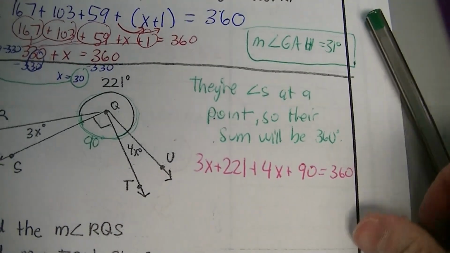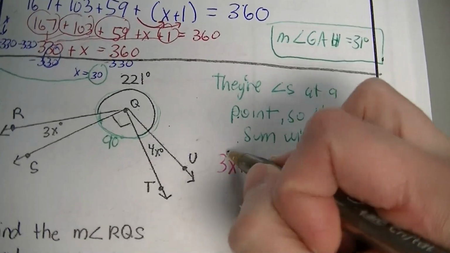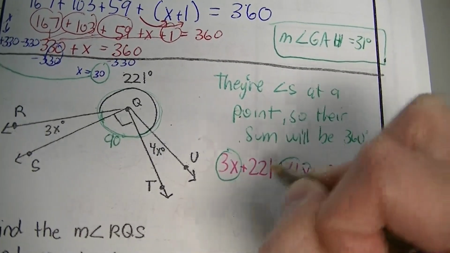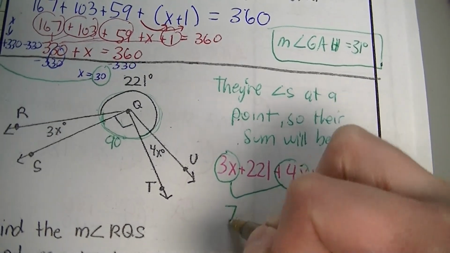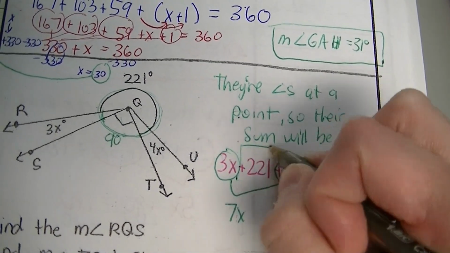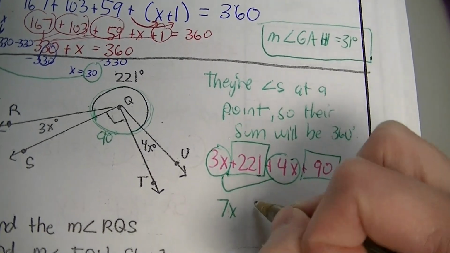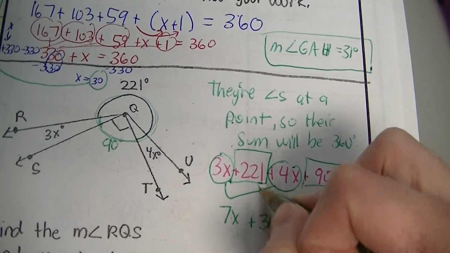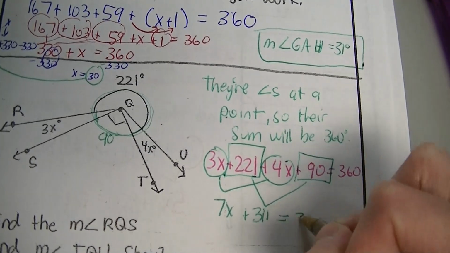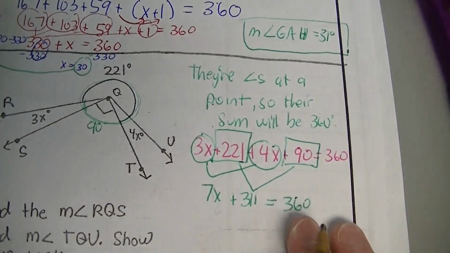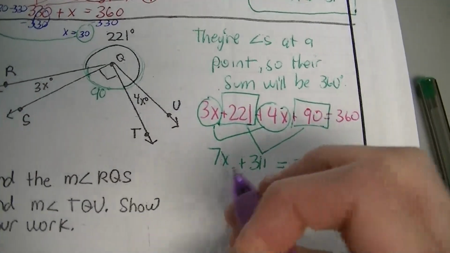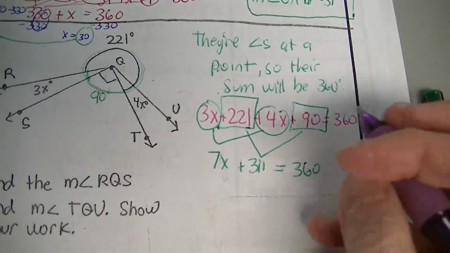Okay, combine your like terms before you build it. So 3x plus 4x is 7x. 221 plus 90 is a positive 311. Bring down your equal sign and bring down your 360. Okay, now that you've gotten to this point, you can build it. You've got a variable just on one side of the equal sign, so now it's buildable.